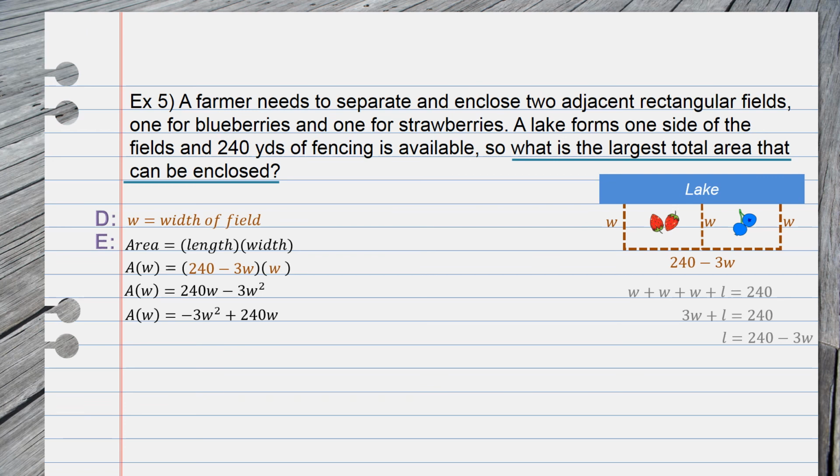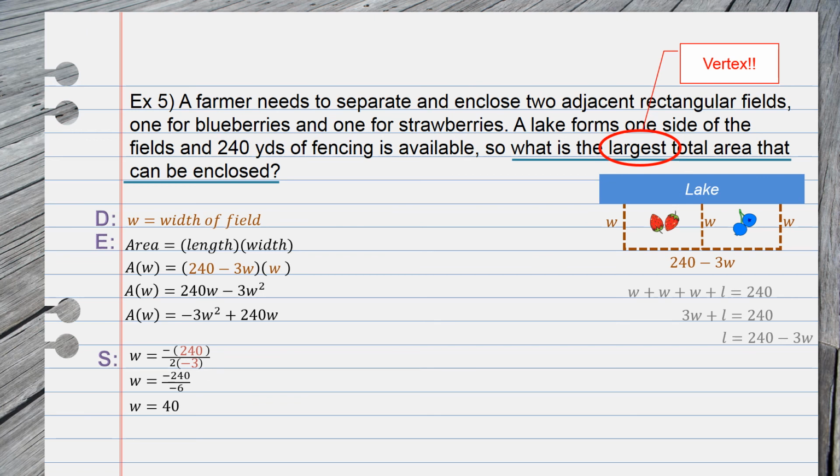Again, we go back. What are we trying to solve for? Notice it says, what is the largest? Anytime you get the word largest, maximum or minimum, that is code for something. It's telling you you need to find the vertex. So because of the word largest, we're looking for the vertex. To find the vertex, it's negative b over 2a. We'll look at our function. Our b value is 240. Our a value is negative 3. And so when we simplify this, we find negative 240 divided by negative 6, which together gives us w equals 40.